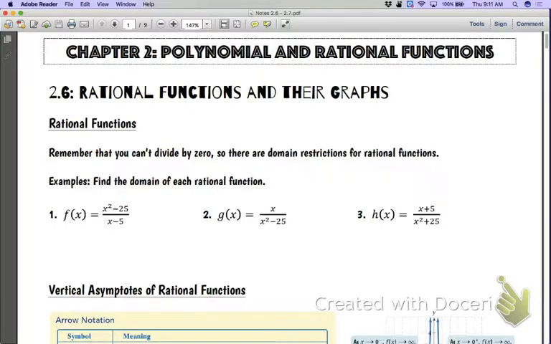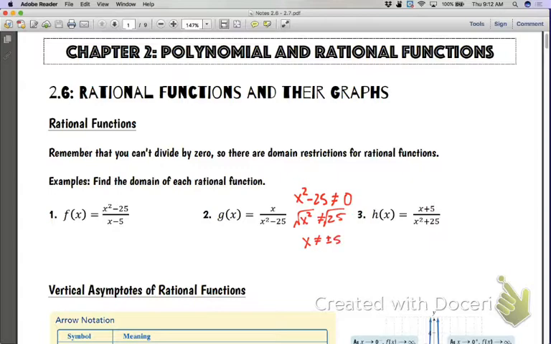Same way then on 2, if I have x divided by x squared minus 25, we have restrictions here. x squared minus 25 cannot be equal to 0. So x squared can't be equal to 25. So then what can x not be equal to? Plus or minus 5.